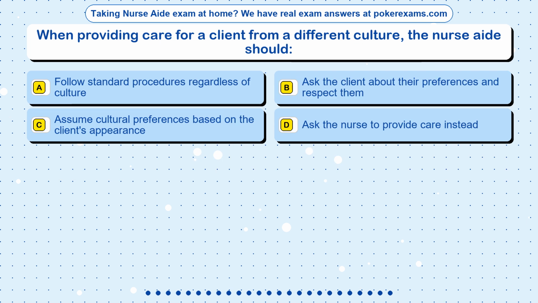Question 11. When providing care for a client from a different culture, the nurse aide should: Option A, follow standard procedures regardless of culture. Option B, ask the client about their preferences and respect them. Option C, assume cultural preferences based on the client's appearance. Option D, ask the nurse to provide care instead.